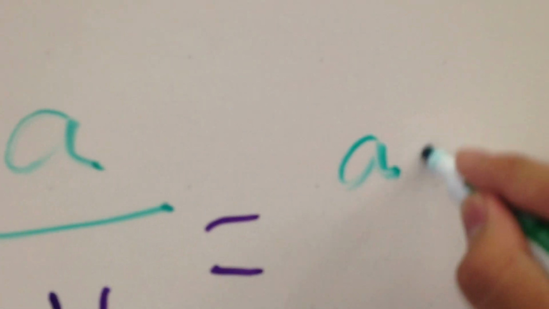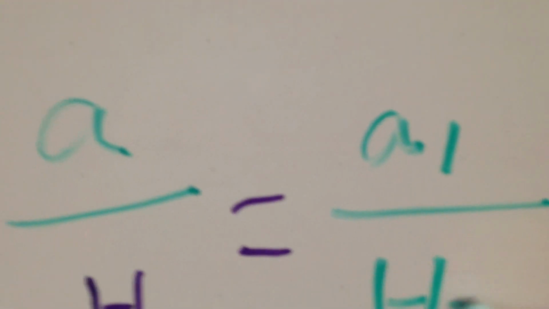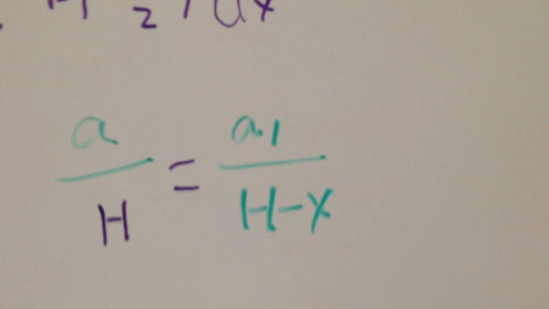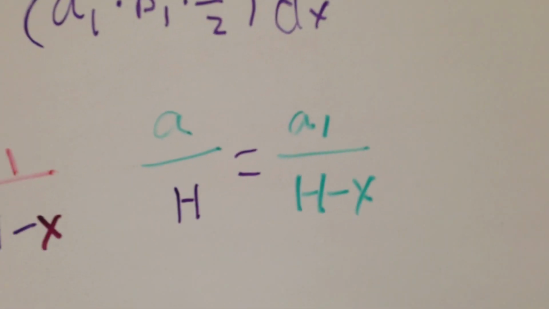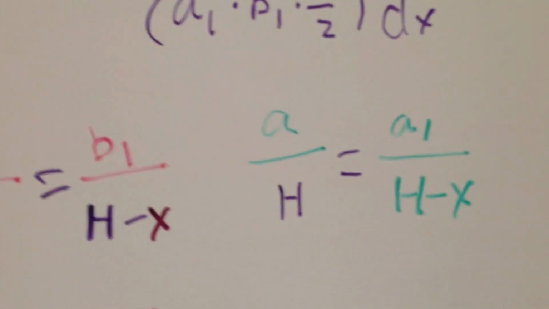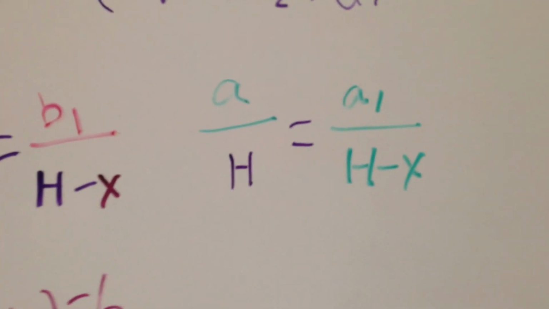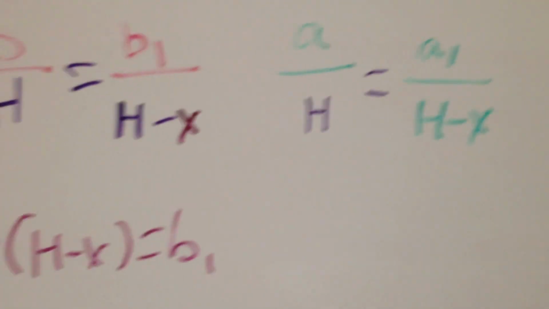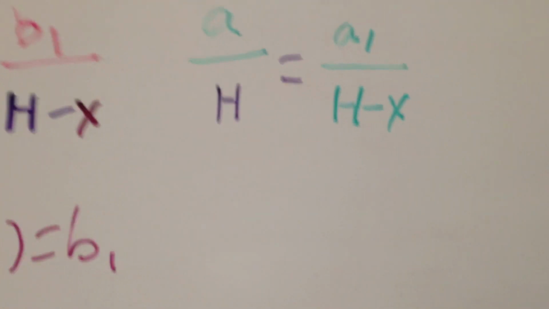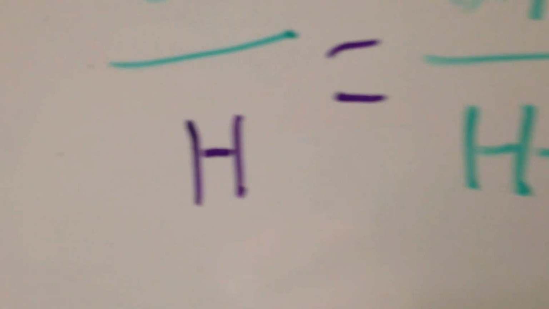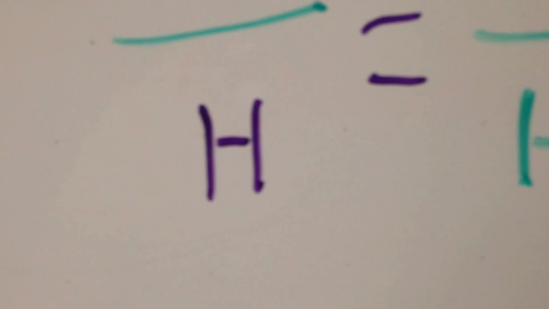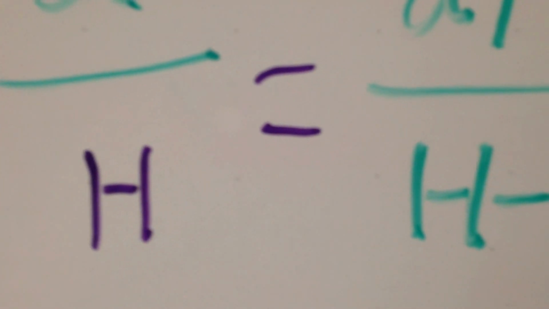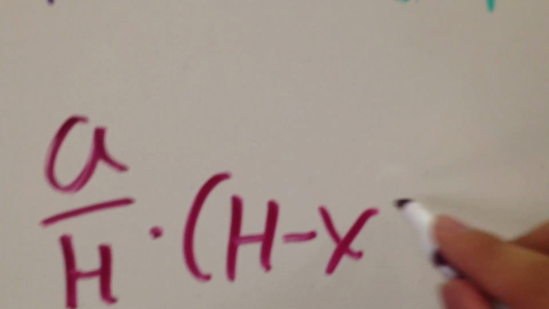Oops, wrong color pen. This is equal to A1 over H minus X. If you don't understand from now on, you can go back to re-watching this process and maybe pause on the video, then you can have a better understanding of how I get this number. And that's the same thing. We times H over X on both sides. Then what we have is A over H times H minus X on both sides.